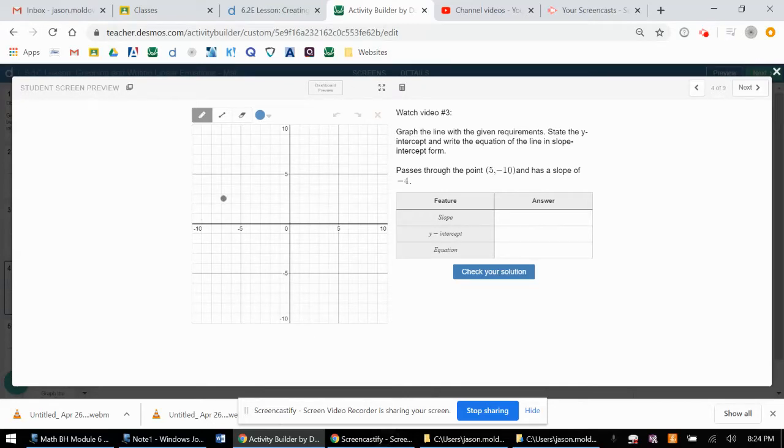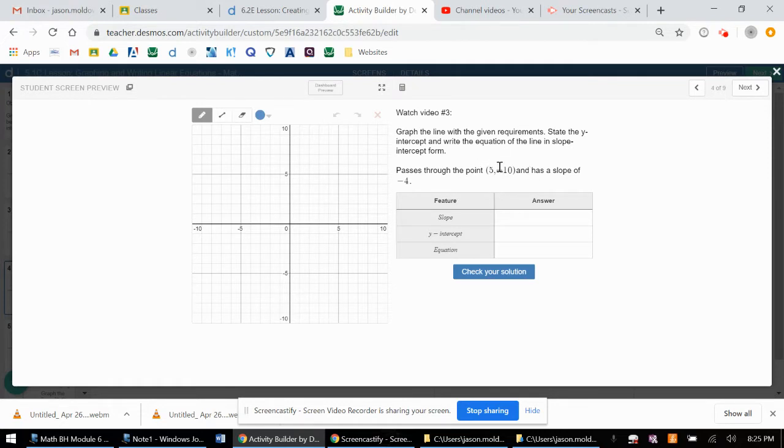This is the third video for the 5-1C lesson. Like in the second video, if you feel ready, pause the video and try this one on your own and then compare it, or maybe just do half the problem and check it, feel free. It says graph the line with the given requirements. Same deal, state the y-intercept, write the equation of the line in slope-intercept form.